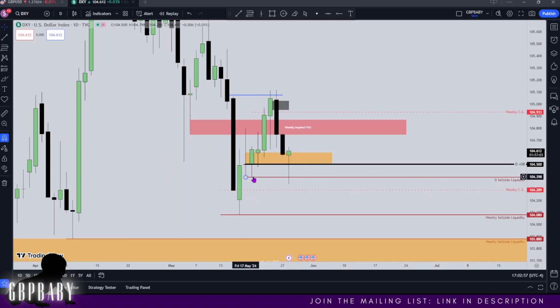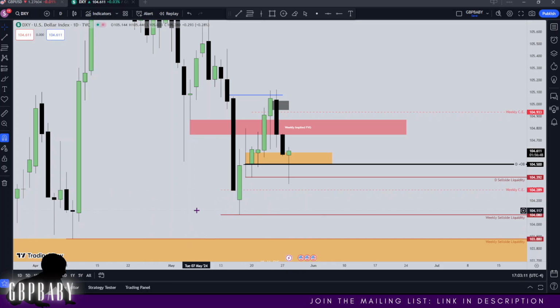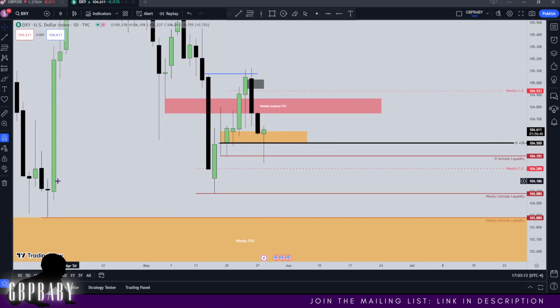So below these lows, sell side liquidity, why? There was consolidation there, and they're relative equal lows. I had my eyes set on those for like the past 2 weeks, so it's nice to see we finally grabbed that. Again, another weekly consequent encroachment, and then sell side liquidity here and here, which we don't really need to worry about right now. So that's everything on there.